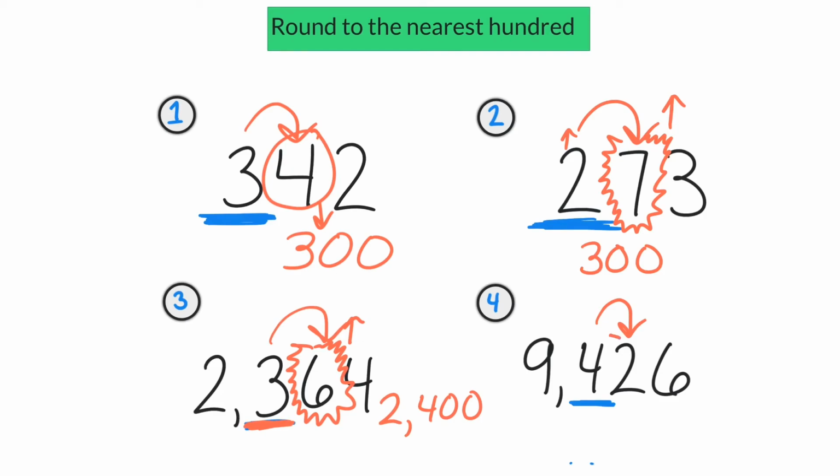Once again, number 4, I'm going to look at this here. 4 or less, let it rest. So I'm going down. So if I'm going down, keeping my 9,000, I look at the hundreds place, I keep it, I let it rest, I keep it the same because I went down and my 2 zeros follow.